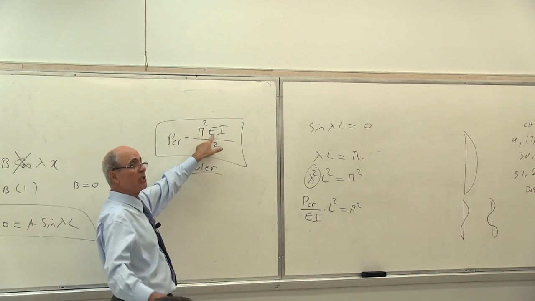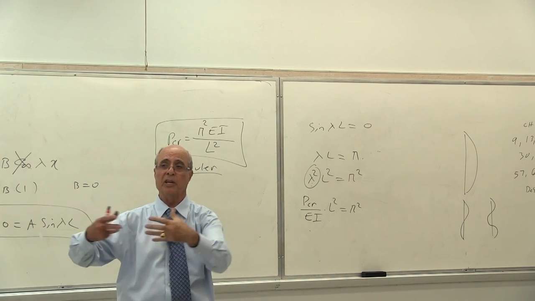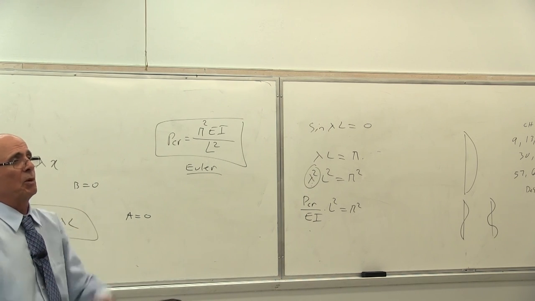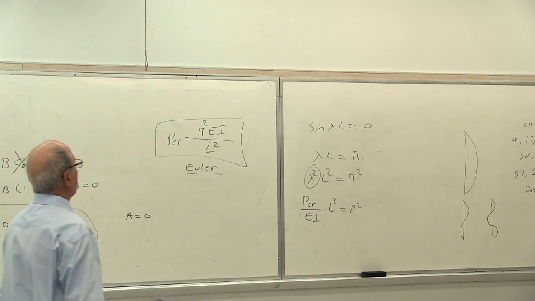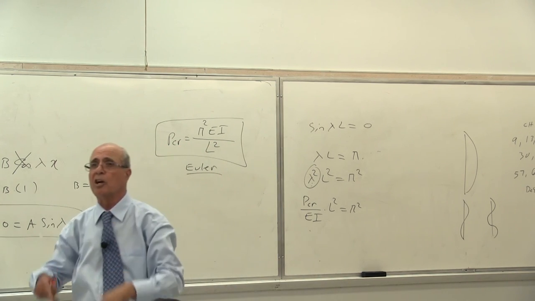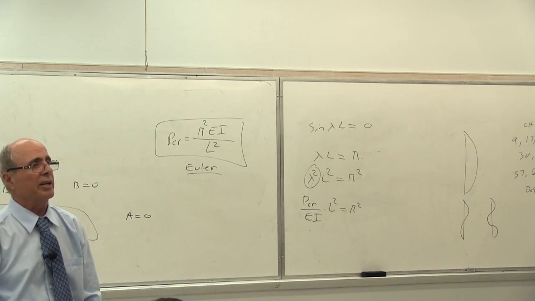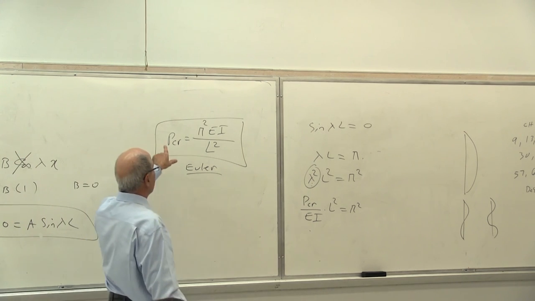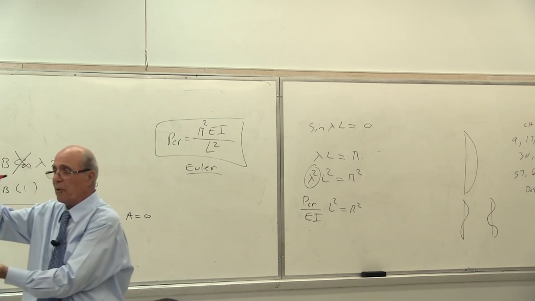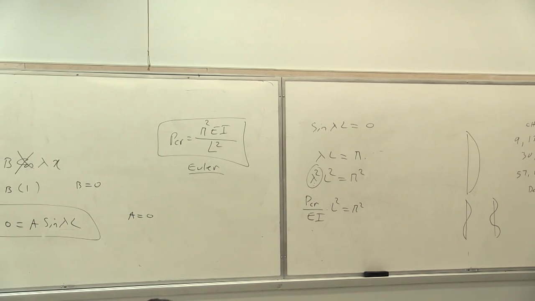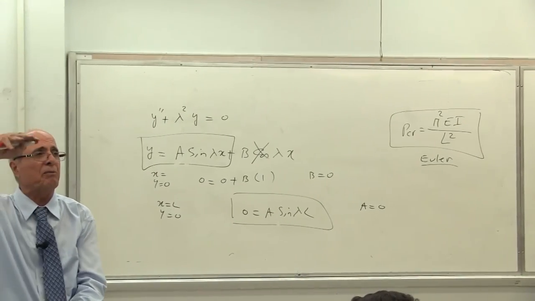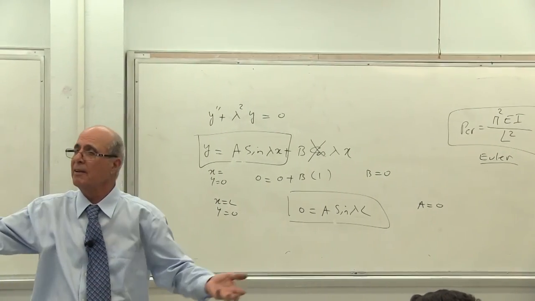So if E is large, what does it mean? It means the material is not plastic, it is stiff, it takes more load, is that correct? If the I is large, what does it mean? The cross section has a larger I, is that correct? And then reversely, it is affected by L. So if I take one foot of material, I may crush it. 2 feet, I may crush it. It goes to 3 feet or 6 feet or 9 feet, it never crushes.